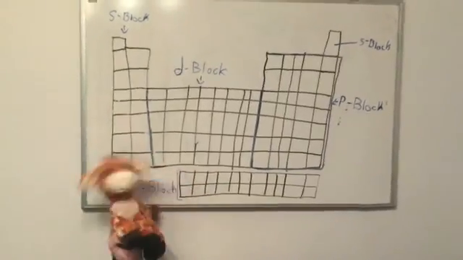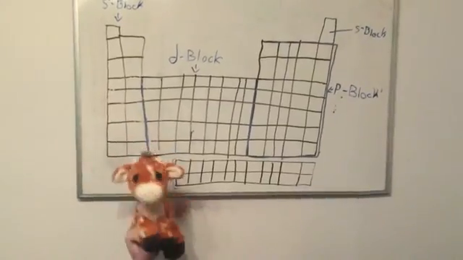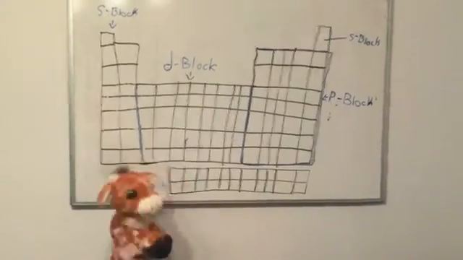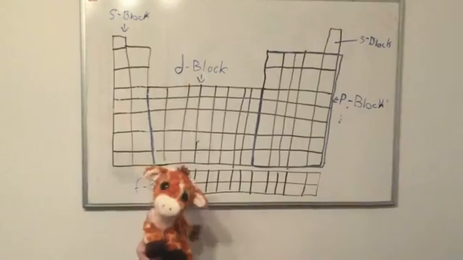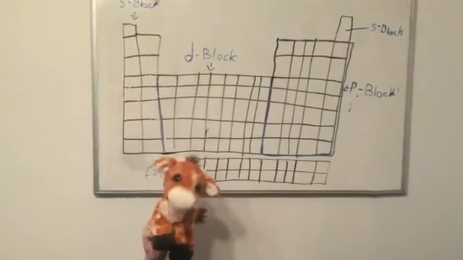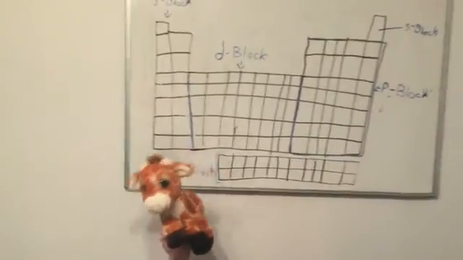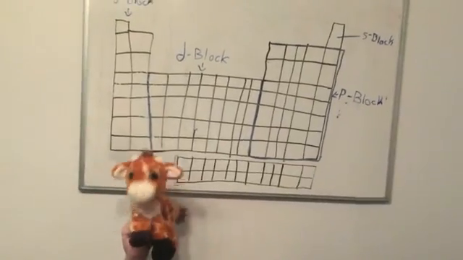Hey guys, so now we're going to be talking about the trends in the periodic table. The first trend is the atomic radius, which is the distance between an atom. The size gradually decreases from left to right across a period of elements.